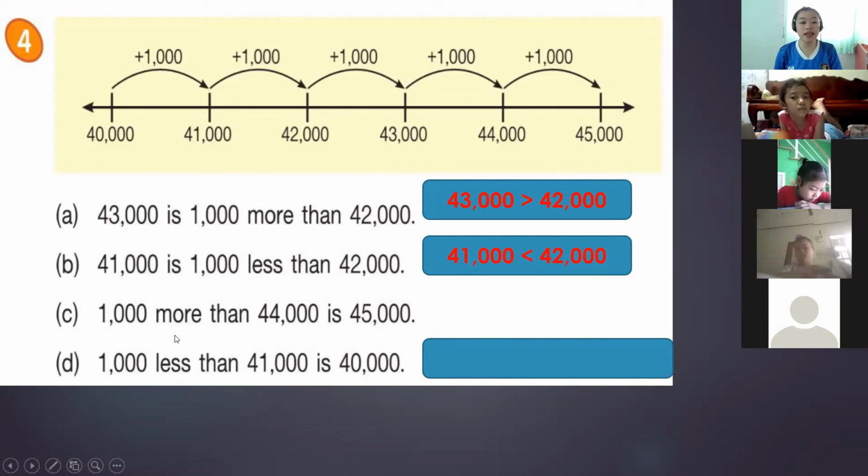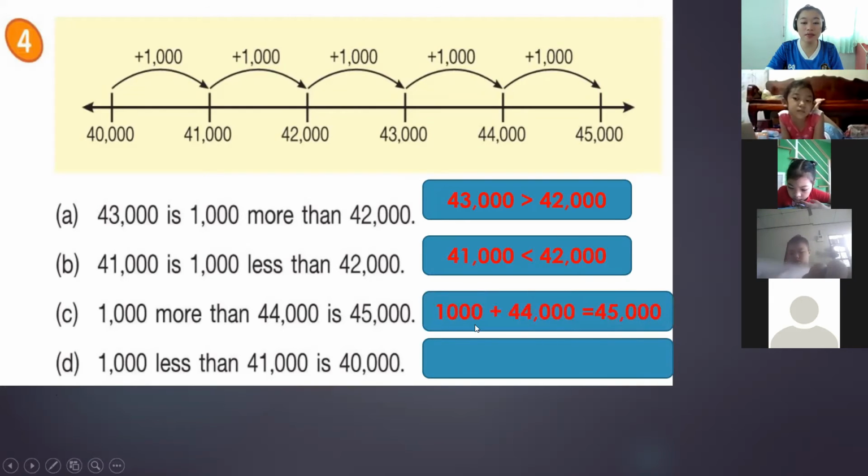The statement says 1,000 more than 44,000 is 45,000. Okay, so the statement is 1,000 more than, or plus, 44,000 is equal to 45,000. You just add 1,000 to 44,000. So the answer is 45,000.